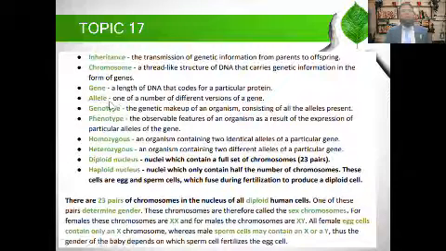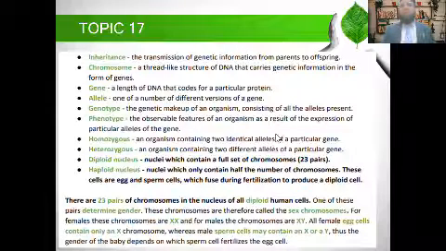Now, what about the allele? One of a number of different versions of a gene. Means the gene has some versions, so the version of the gene is named an allele. Genotype, the genetic makeup of an organism consisting of all the alleles present. Now, what about the phenotype? That is the observable features of an organism as a result of expression of a particular allele of the gene.